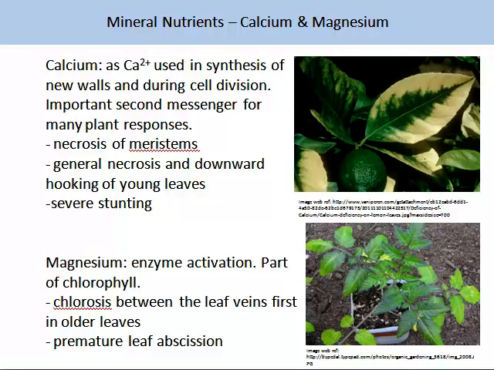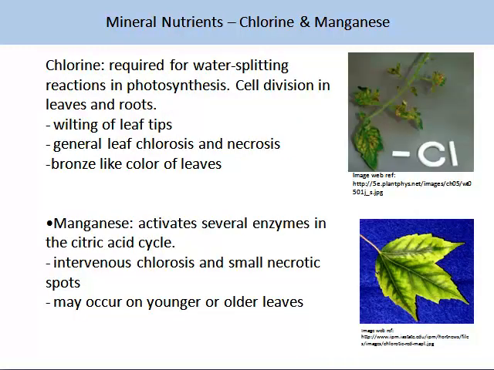Magnesium, on the other hand, is used in enzyme activation and is important in chlorophyll. When magnesium is deficient, you can observe chlorosis between the leaf veins, first in the older leaves, then in the younger. You do also see premature leaf abscission, and here we have an image of a tomato plant that's magnesium deficient.